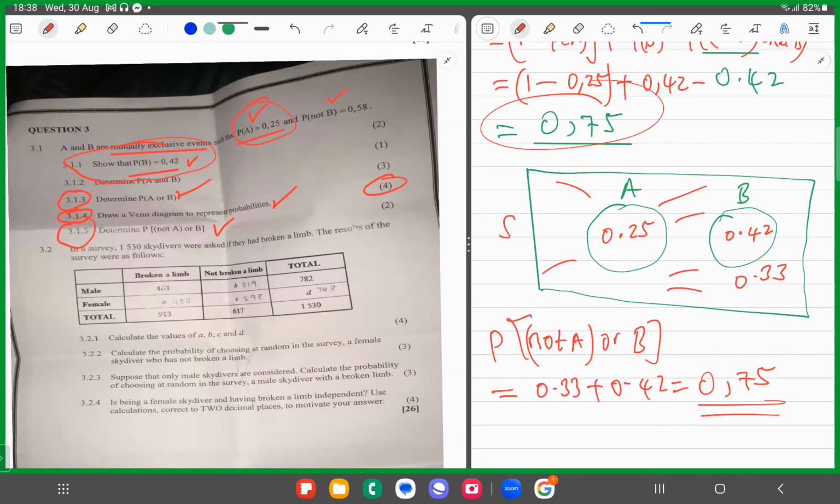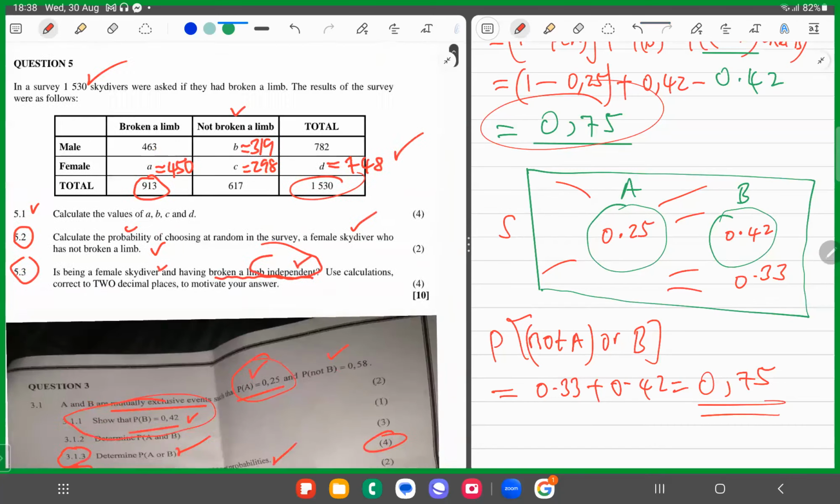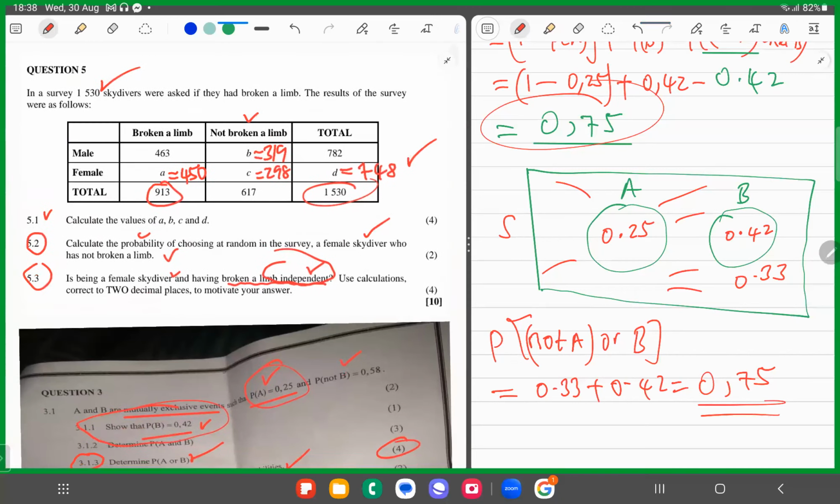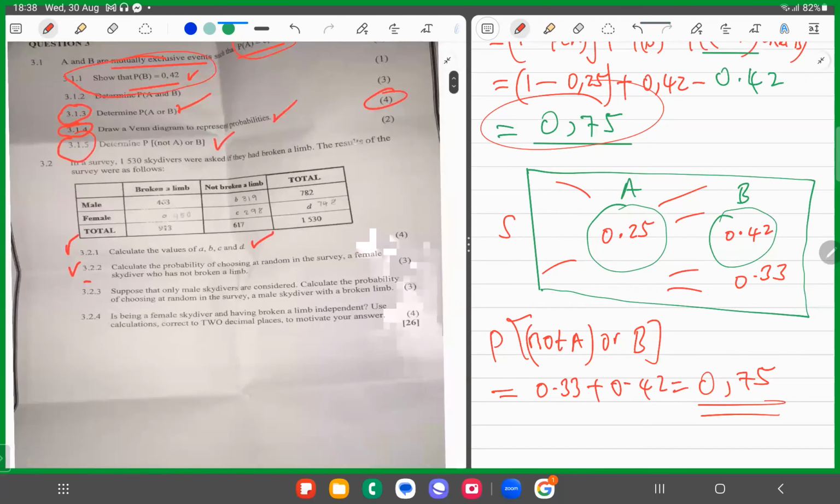So we are doing probability calculations. Now, the next thing is what we did. The first question, we've already found the probability of the values of the A, B, C, and D. So we've already done 3.2.1. We've already done 3.2.2 to calculate the probability of choosing at random in the survey a female skydiver who has not broken a limb. It was 5.2. So we've already done that one. Obviously, this question is the one we need to do now.